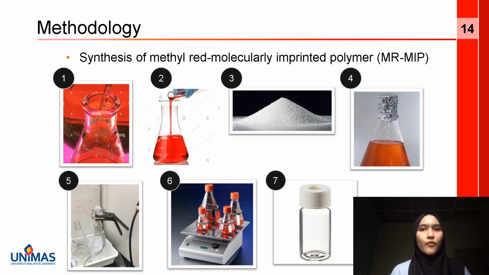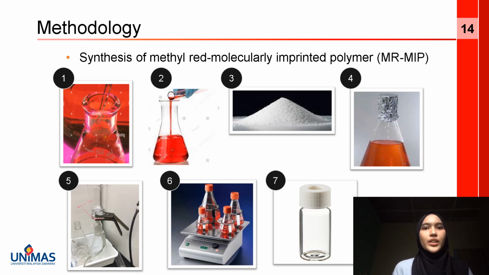methacrylate to the conical flask as a functional monomer, followed by 20 millimole of ethylene glycol dimethacrylate as a cross-linking monomer. For the polymerization, 0.030 gram of azobisisobutyronitrile, AIBN, will be added to initiate the free radical polymerization process. After that, the mixture will be sonicated for 10 minutes. Then, nitrogen gas will be used to purge the mixture for 15 minutes.